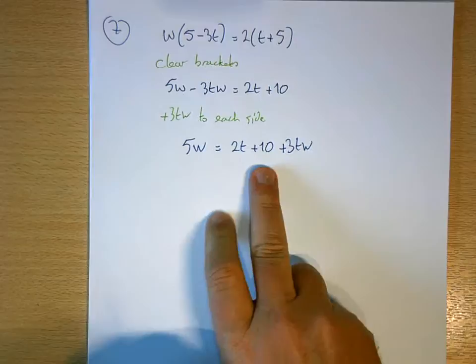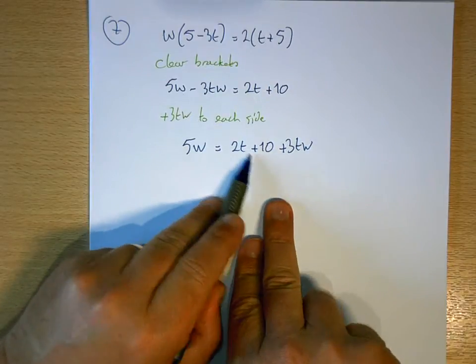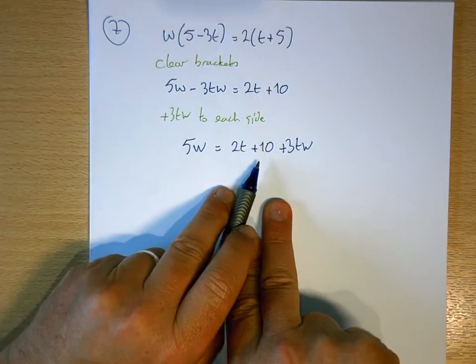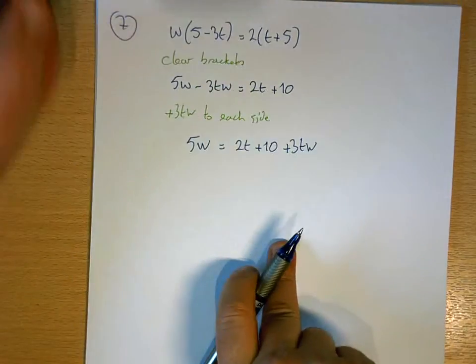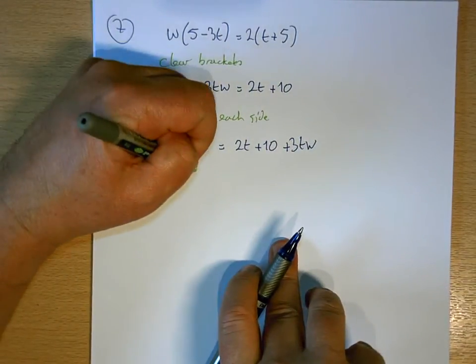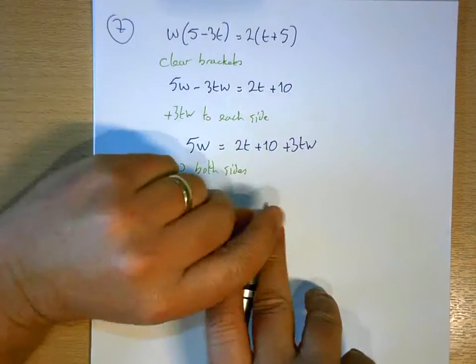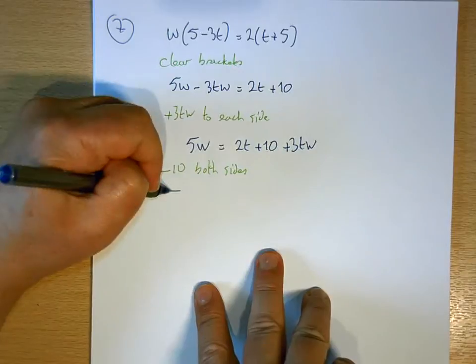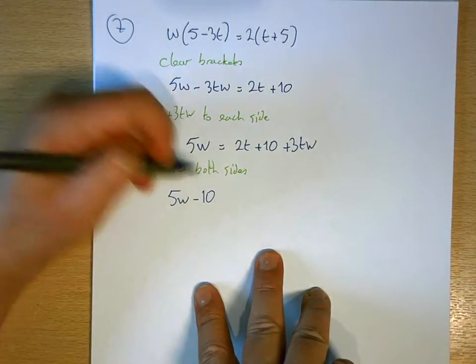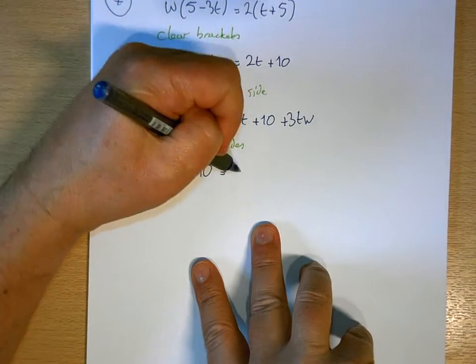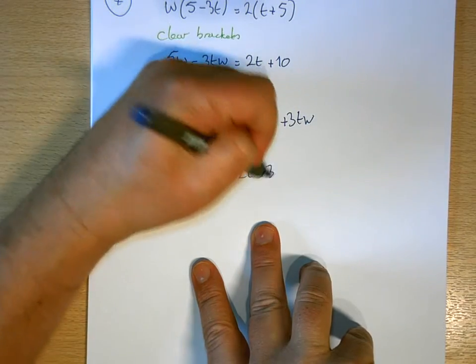Now I want to get rid of that add 10. There's no t in that part of the expression. So the opposite of adding 10 is subtract 10, both sides. So the left hand side now becomes 5w subtract 10. This side has got 2t add 3tw.